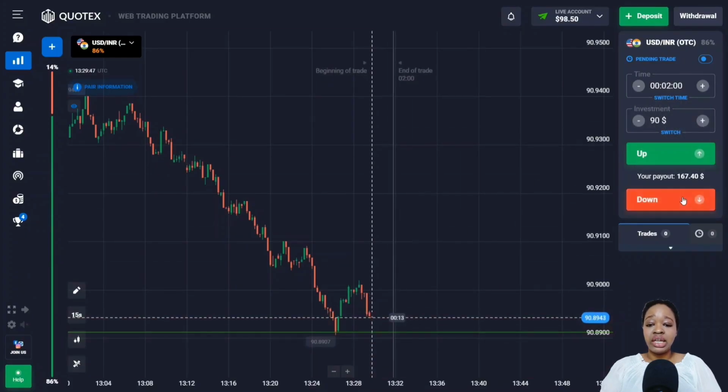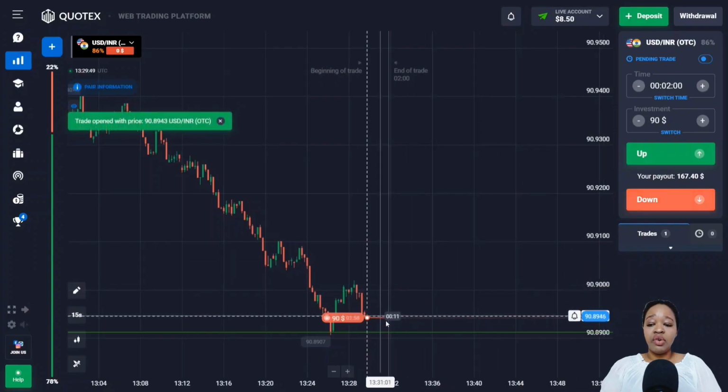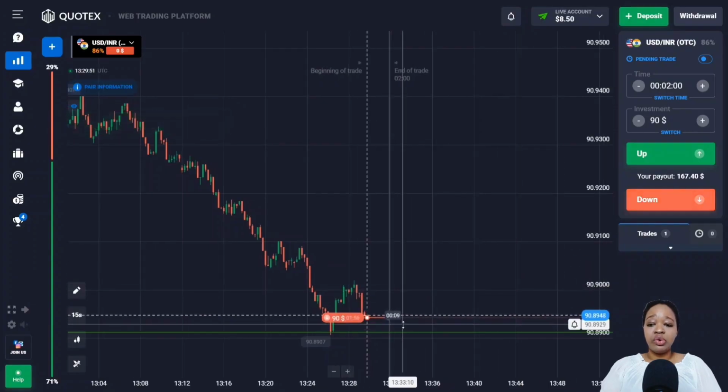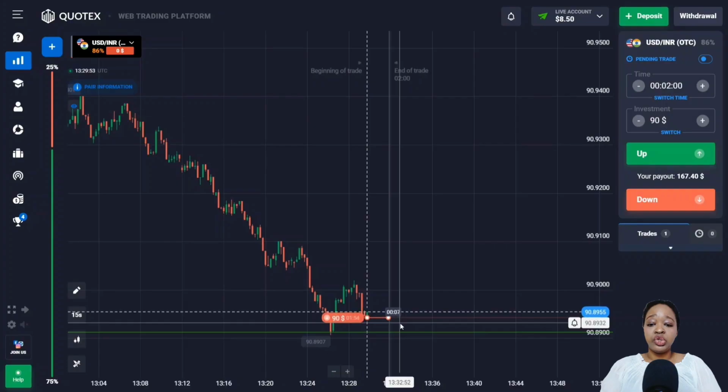So in this case I suggest opening a trade for a fall for 2 minutes, because I think that the price will continue to move towards this level very soon, and I'm thinking that it's quite possible that this level may be broken through in the near future.